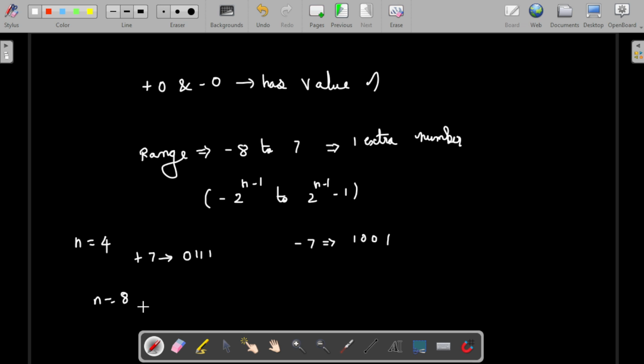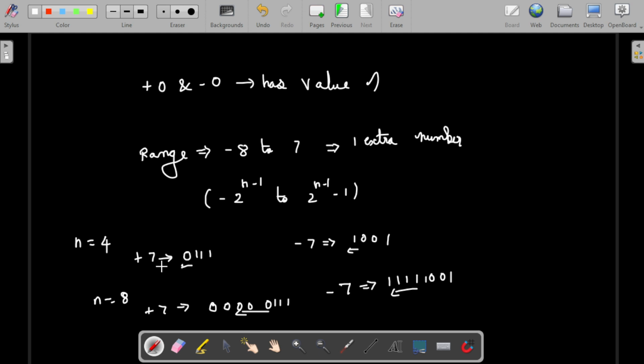If n is equal to 8, then positive 7 is 0 0 0 0 0 1 1 1, just the same extension. Then minus 7 can be represented as 1 1 1 1 1 0 0 1. I think I missed a 1. So this is also the same extension as this one.